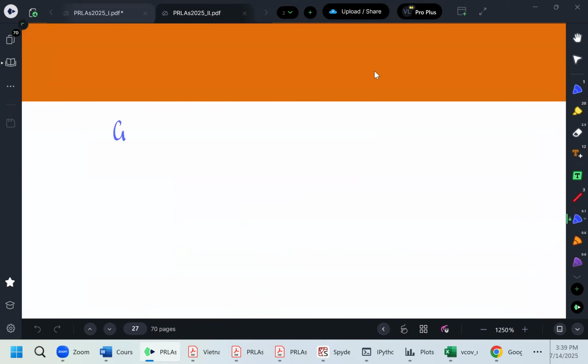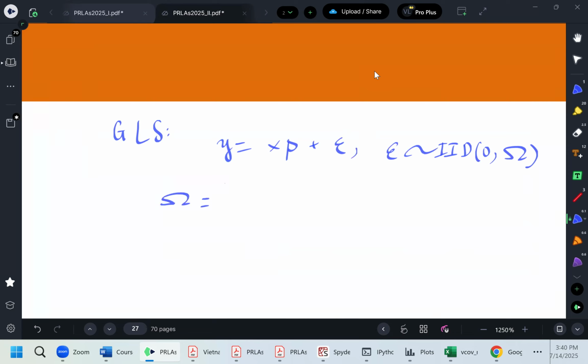So let's say let's talk about the GLS. Right, the GLS. So what is the specification of the GLS? Is y equal to x beta plus epsilon, where epsilon is distributed IID, which means mean 0 and variance omega. Okay, and omega here is equal to sigma. Let's say it would not work that way.